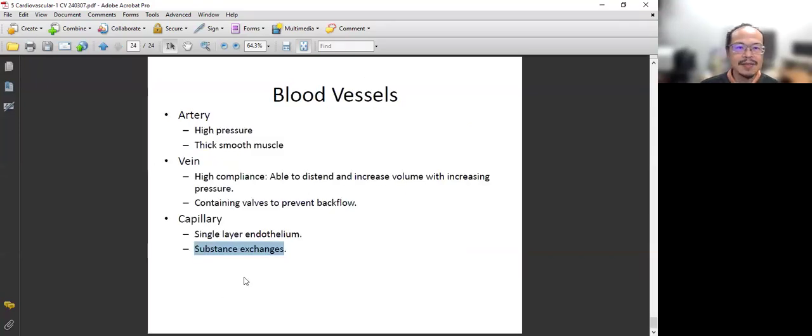This is the last slide. It summarizes the features of the blood vessels. Which blood vessel carries high blood pressure? Artery. Which blood vessel carries blood from the heart? Artery. Which blood vessel has valves? Veins. Which blood vessel has a single layer and doesn't have smooth muscle? That's the capillary. Which blood vessel allows substance exchange? That's the capillary.